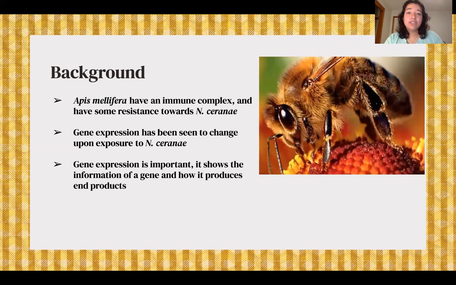So Apis mellifera do have an immune complex that has evolved throughout the years and become stronger. However, Nosema ceranae has become stronger as well throughout the years, which is why it continues to be a threat even today. And in previous research, it has been shown that gene expression has been changed when exposed to Nosema ceranae spores. And gene expression is important because it allows us to see if the exposure to certain insecticides or Nosema ceranae spores can change the genetic makeup of these organisms.